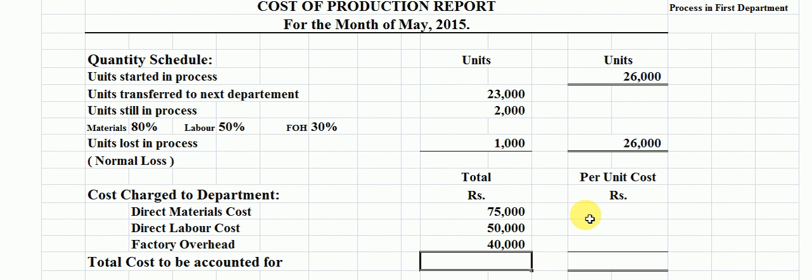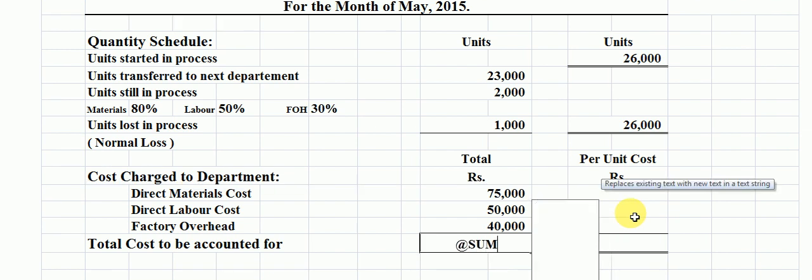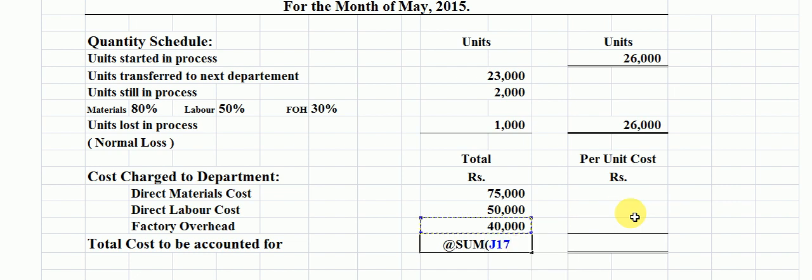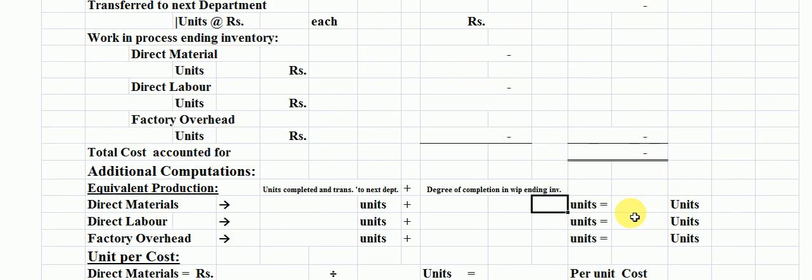The sum of these costs is 1,65,000 rupees, the total manufacturing cost in department A. Now we will find the per unit cost as material, as labor, as factory overhead. Then we have to move to the fourth section, where we will find the per unit cost with the help of the equivalent production here.